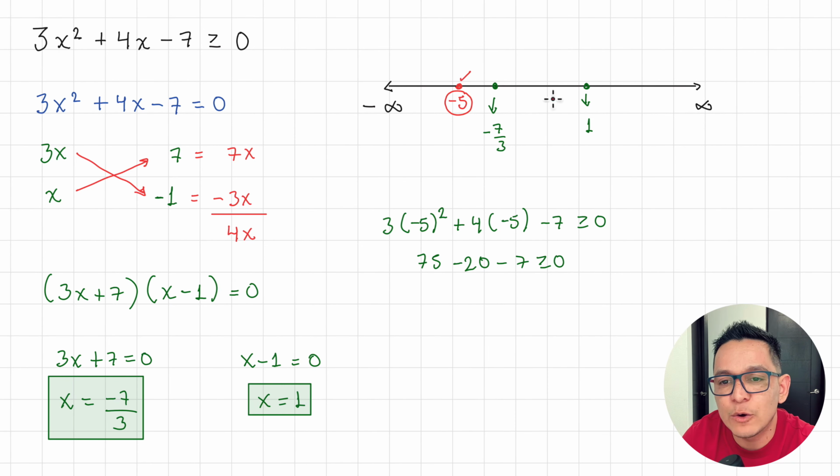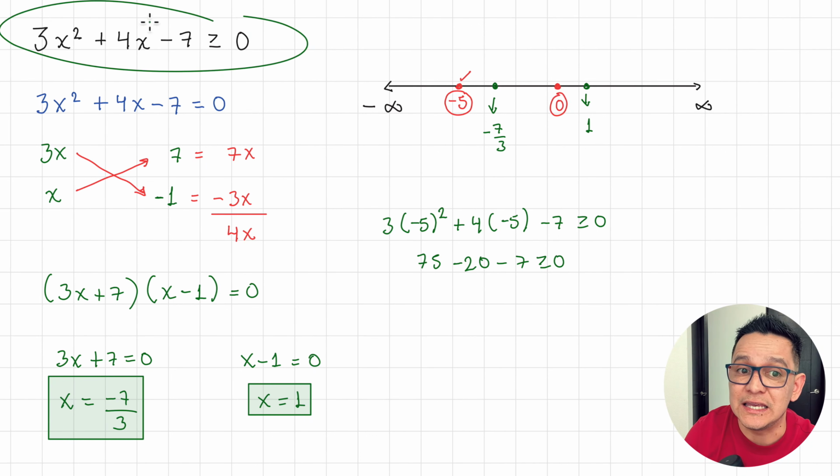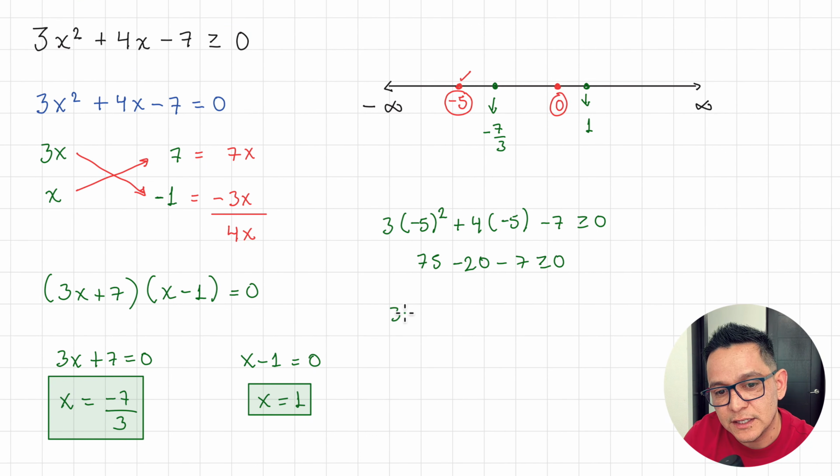Let's see what happens now. For example, for this interval we have here, let's check it. Here we have from negative 7/3, which we said was about negative 2.3, up to 1. A very simple value, I think, would be 0, right? So let's try with 0. So what do we do? Well, the same thing. Let's plug 0 into the inequality. So I would have 3 times 0 squared plus 4 times 0 minus 7 has to be greater than or equal to 0.